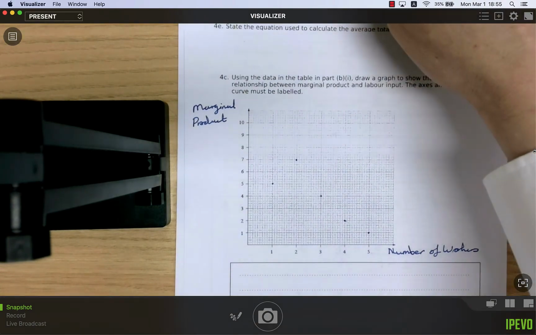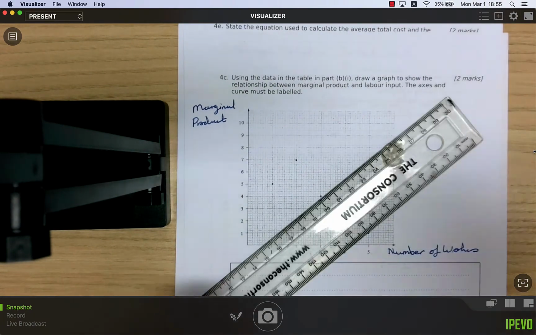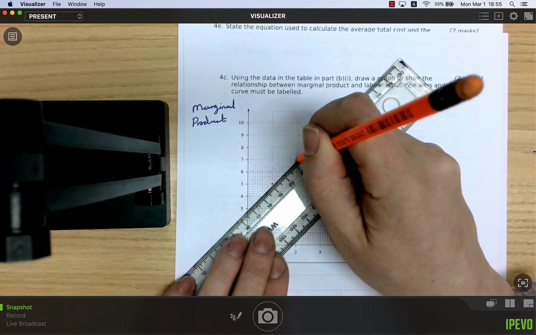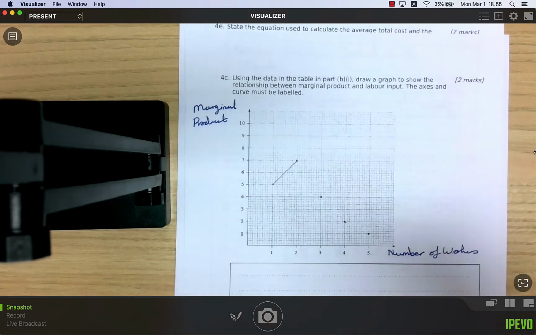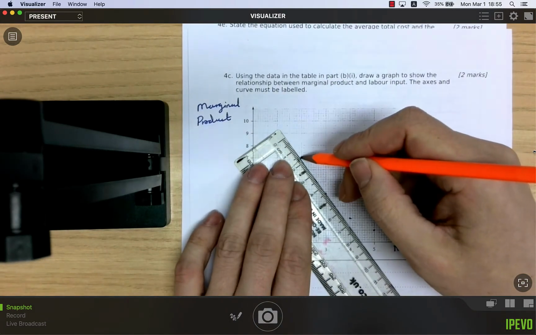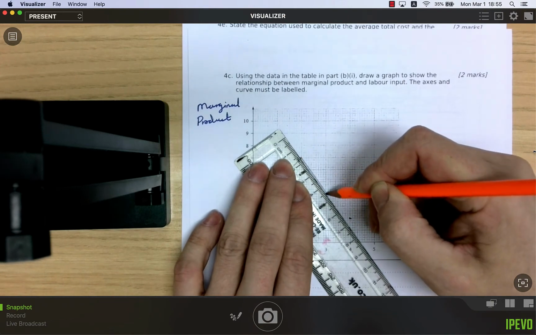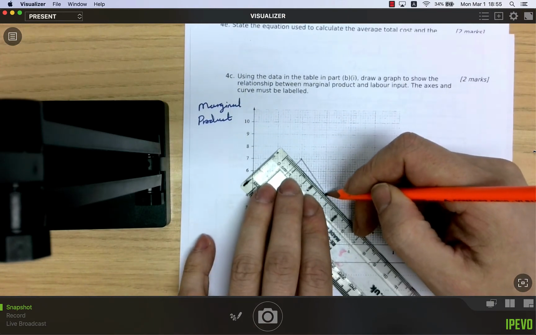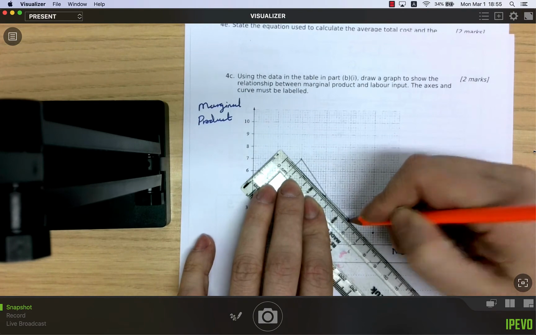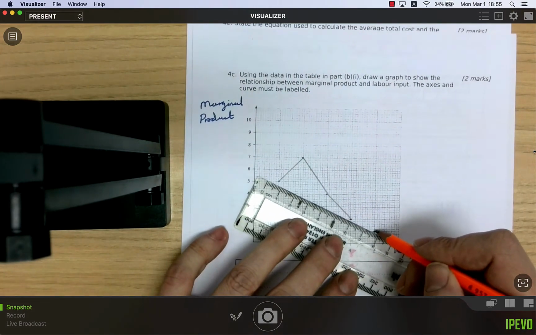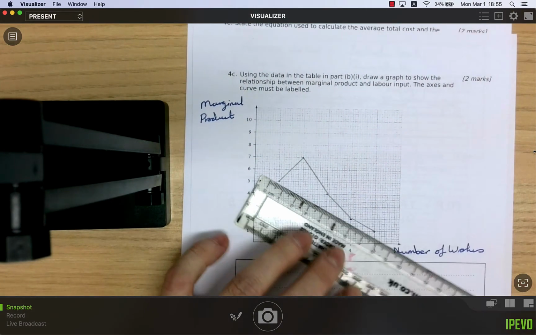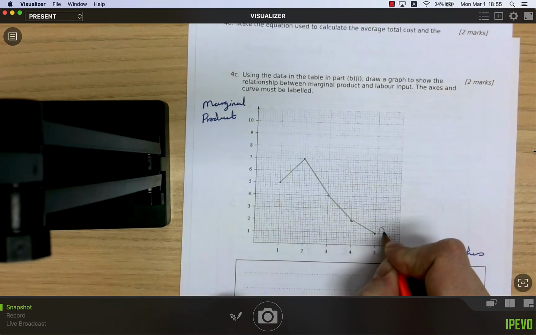So what I'm going to do now is take my own advice and actually use pencil. Usually, economists like lovely soft curves and stuff like that, but the IB don't seem to worry too much about that. So basically you can just join the dots in this manner here. And this is the marginal product of labor.